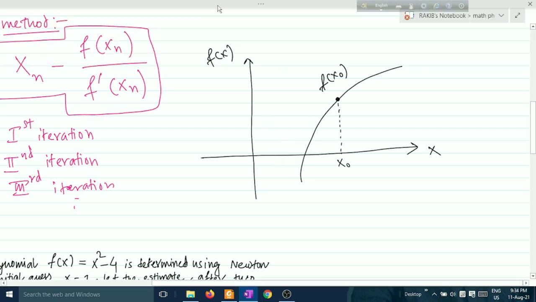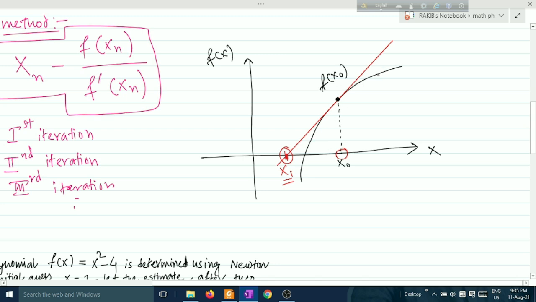Let me change the ink. This is the tangent. You have to draw a tangent at this point. This is the point after the first iteration. This is x1. Okay, this is more accurate than x0. This is what the Newton-Raphson method does.